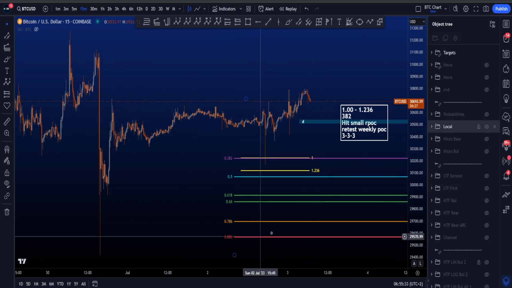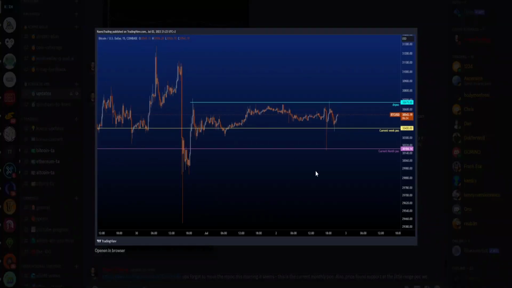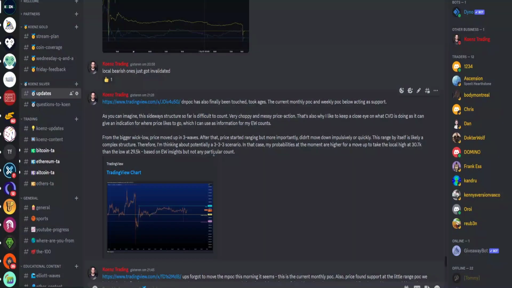So yesterday, in the Discord group, I wrote something about this price action over here. So this is a screenshot, as you can see, with a couple of levels. You see the daily naked point of control that I also mentioned in my videos at 30.7k, and then also the current weekly naked point of control of last week, and you see the month point of control, but that one's wrong, so don't look at that one. But what I said over here is that the daily naked point of control was finally touched, in the silver update section, by the way. It took ages. But as you can imagine, this sideways structure so far is difficult to count, right?